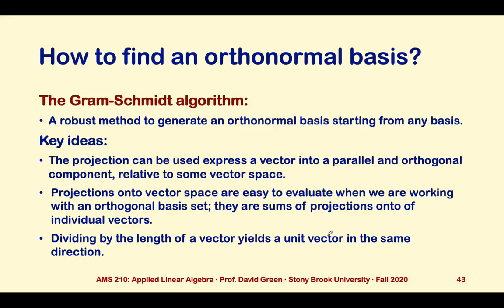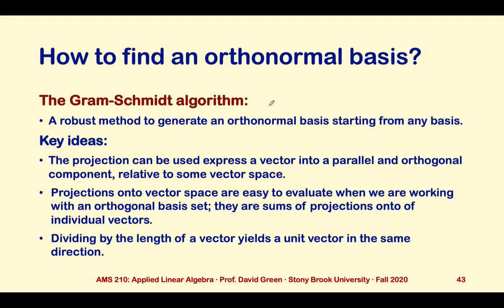So we've seen that orthogonal bases, orthonormal bases, are very useful for simplifying problems, especially problems involving projections and least squares and so on. How do we find one? Or are we just limited to the cases where we, by luck, are given an orthonormal basis? The Gram-Schmidt algorithm is a robust process to generate an orthonormal basis starting from any basis.